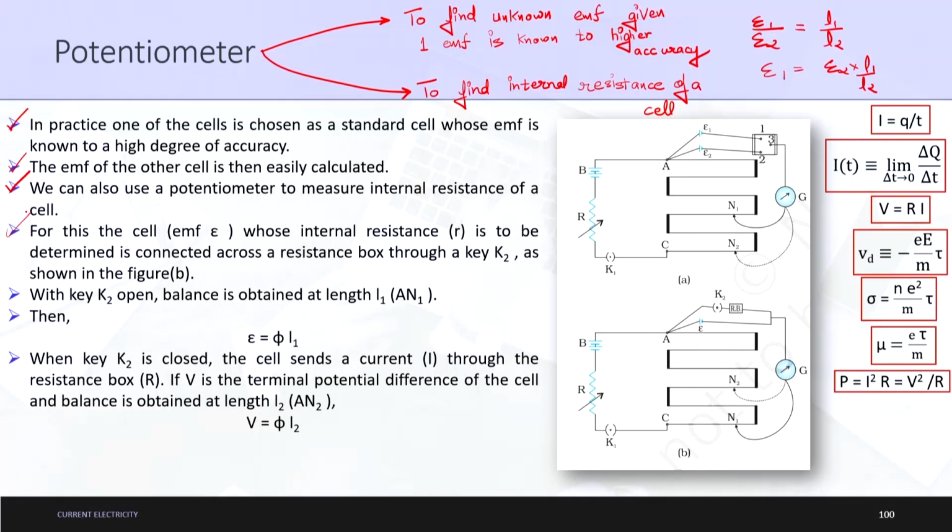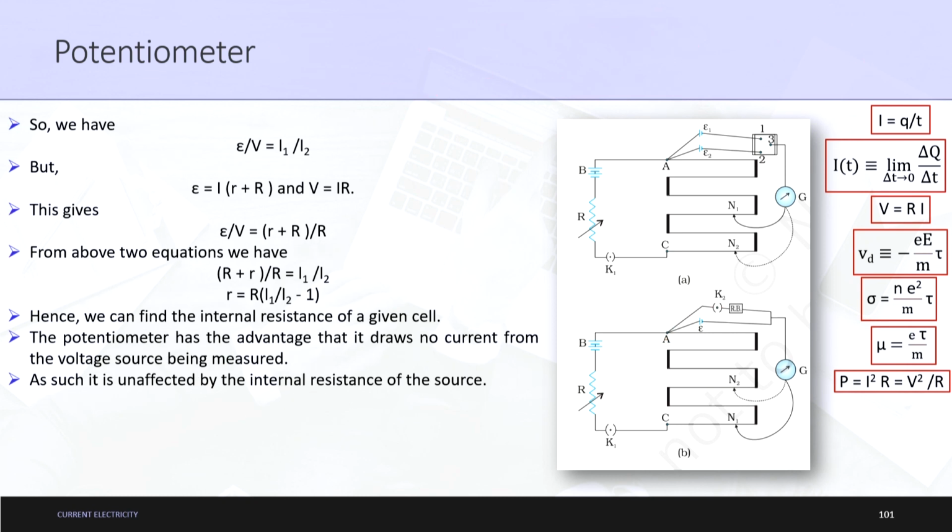Next, with key K2 open, balance is obtained at length L1, which is equal to phi N1. This is nothing but the same sequence as previous, so we are just connecting one portion here. We find the potential difference, that is epsilon is equal to phi into L1. When the key K2 is closed, now please look over here carefully, the cell sends a current I through the resistance box R. So the current is passing through this portion. If V is the terminal potential difference of the cell and balance is obtained at length L2, then V is equal to phi L2. Again we are using a jockey to find the point at which the current is 0. Okay. So now we have epsilon by capital V is equal to L1 by L2.